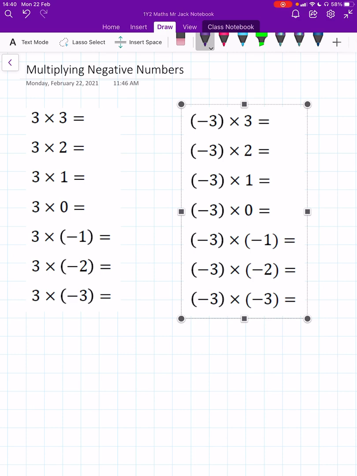Practice makes perfect though, okay? It's new stuff, you haven't done it before, so you're going to have to do a bit of practice to make sure that it sticks. So let's have a little look here.